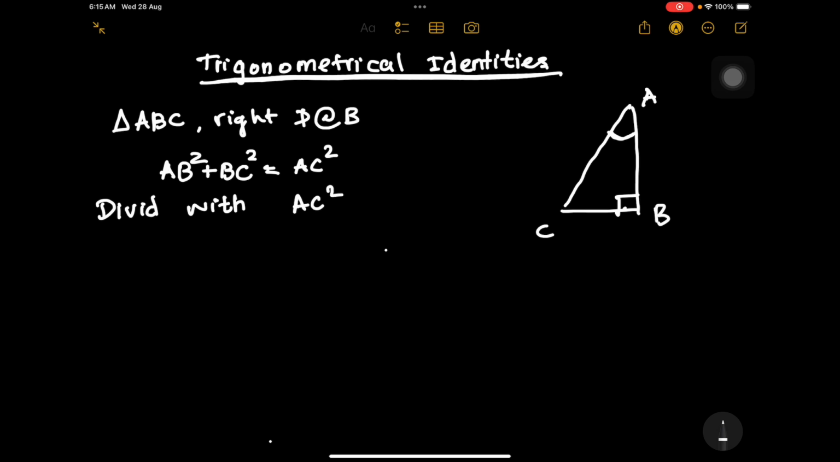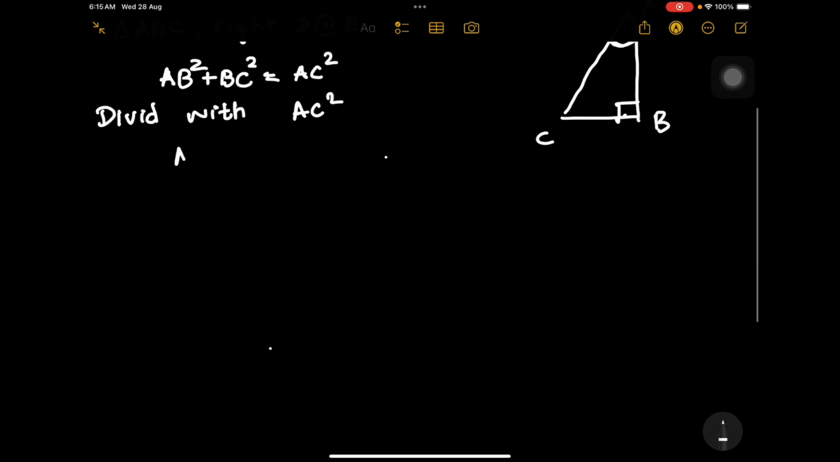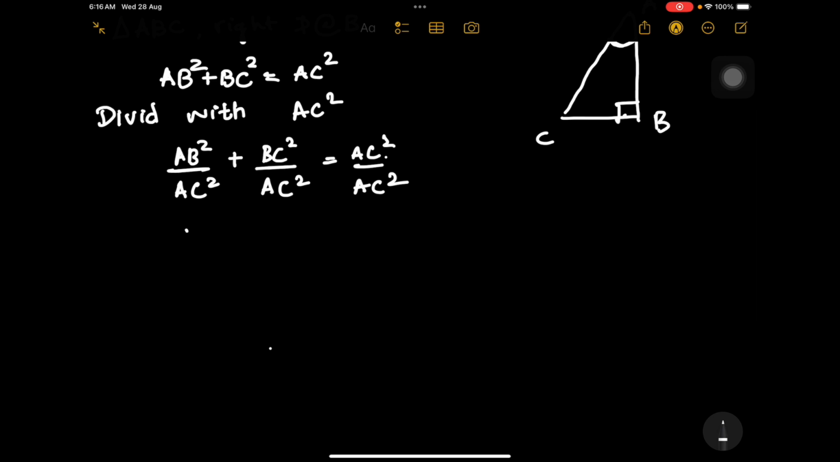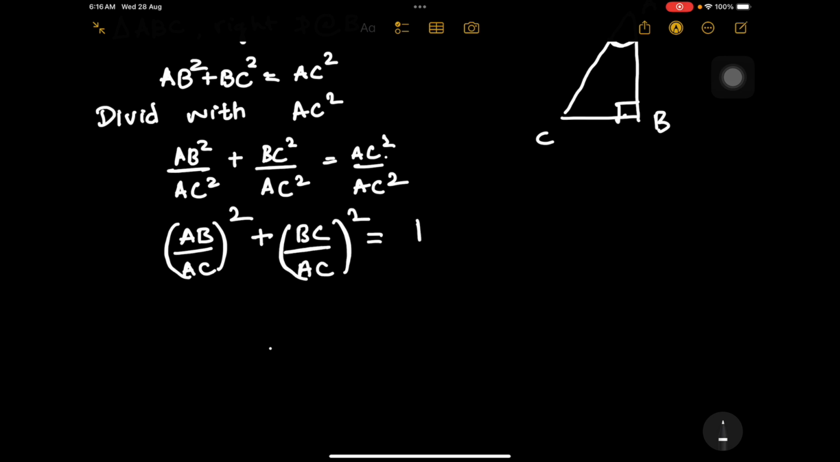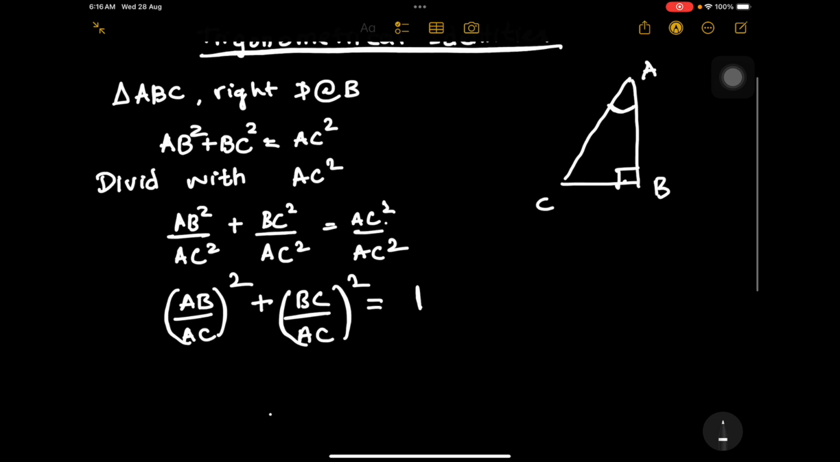So what will we get? We will get AB squared over AC squared plus BC squared over AC squared is equal to AC squared over AC squared. We can write this as (AB over AC) whole squared plus (BC divided by AC) whole squared, and this is going to be 1. So what is AB over AC?